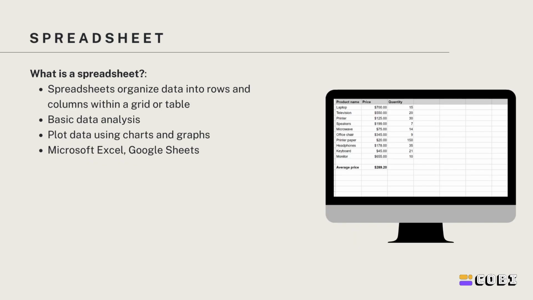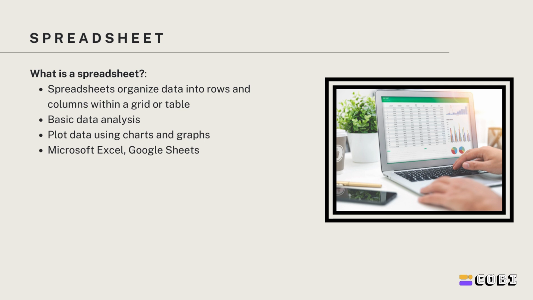Next, what is a spreadsheet? A spreadsheet organizes data into rows and columns within a grid or table. Spreadsheets allow basic data analysis. You can plot data using charts and graphs. Examples of spreadsheets include Microsoft Excel and Google Sheets. Here you see a laptop with a spreadsheet with some graphs.